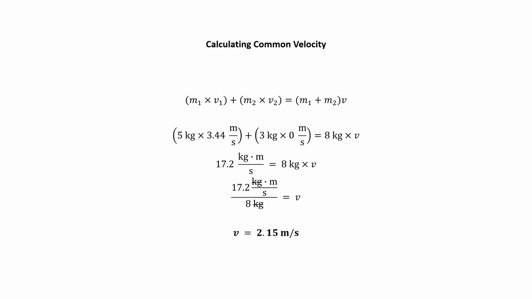Using the law of momentum conservation, which states that the total momentum of a system remains constant, the problem can be solved by recognizing that the momentum of the first body plus the momentum of the second body must equal the momentum of the two bodies that are now adhered together after the collision. By substituting our known values and continuing to solve the equation, we find that 17.2 kilogram meters per second divided by 8 kilograms gives us a common velocity, v, of 2.15 meters per second.